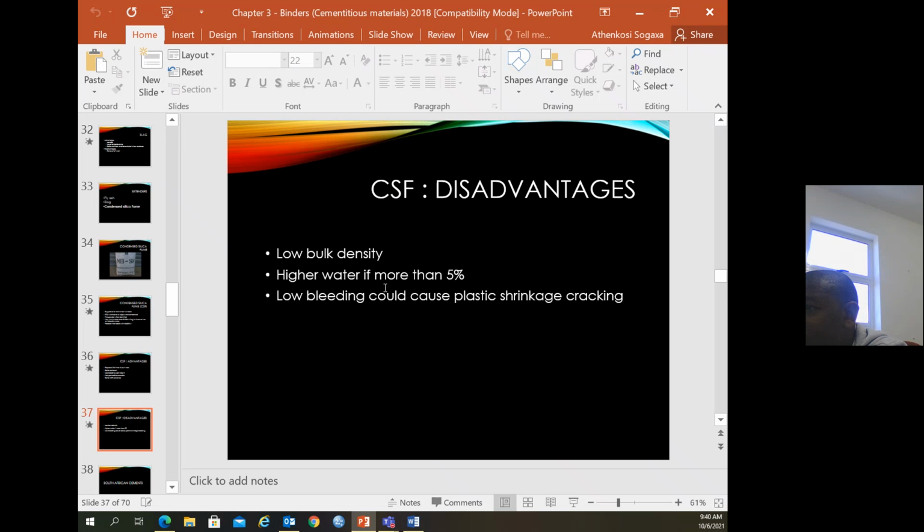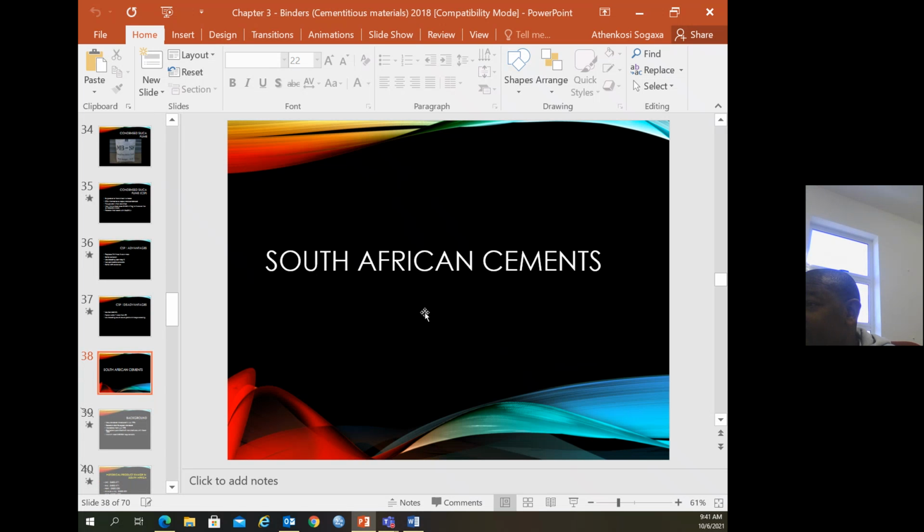High water demand if more than 5%. Low bleeding could cause plastic shrinkage, which is it could cause cracks in your concrete. It's known as plastic shrinkage.